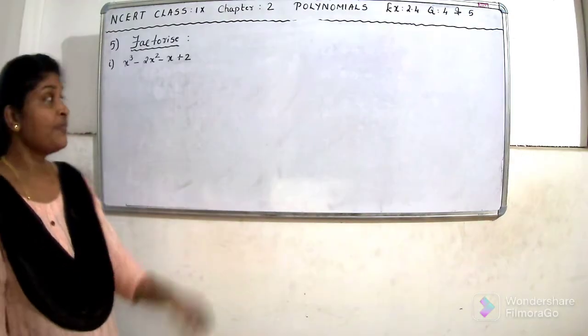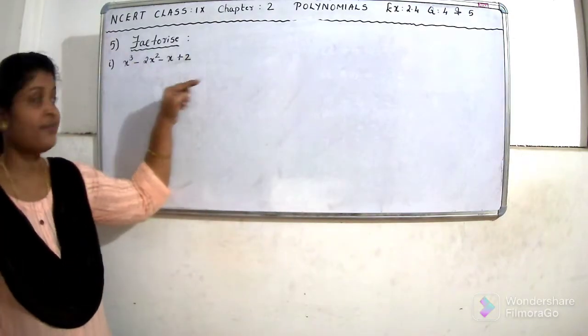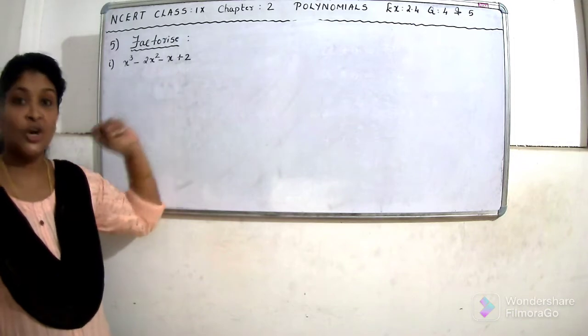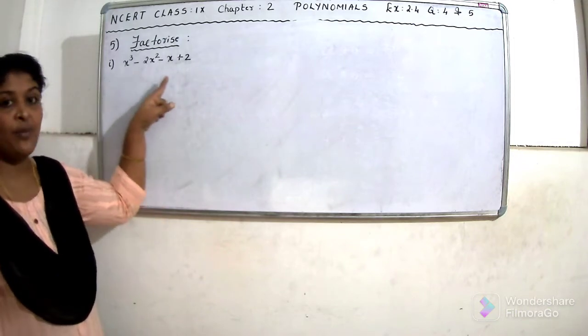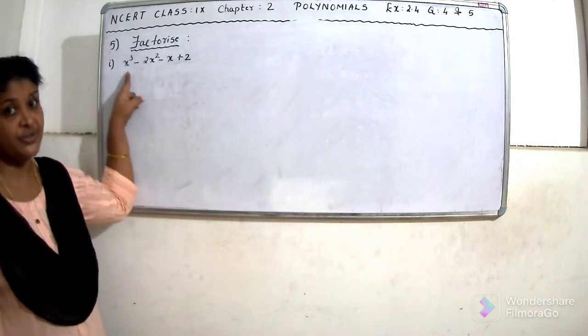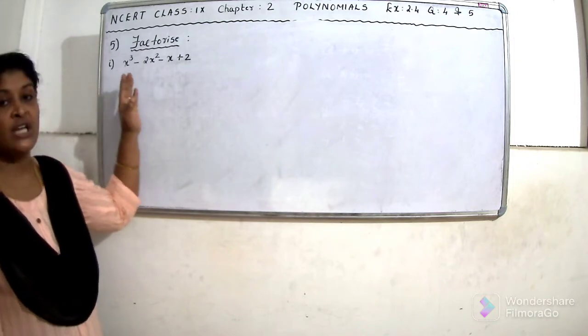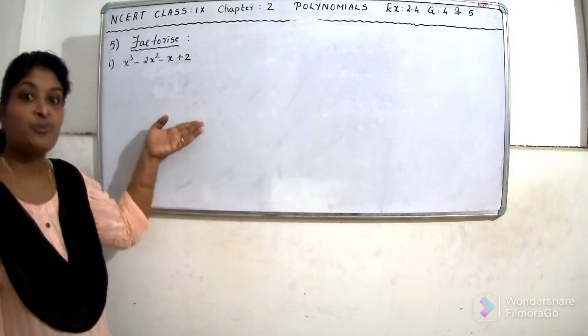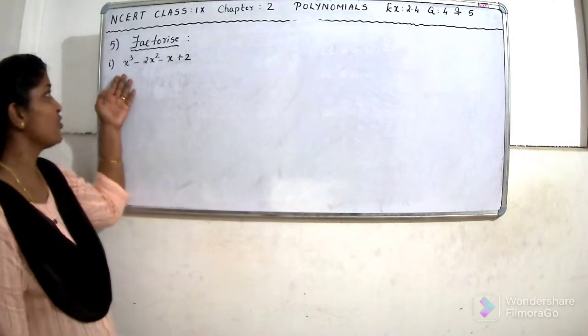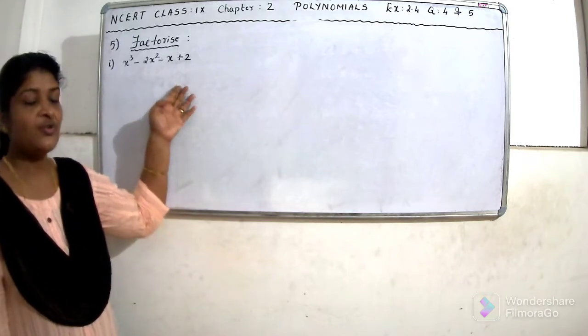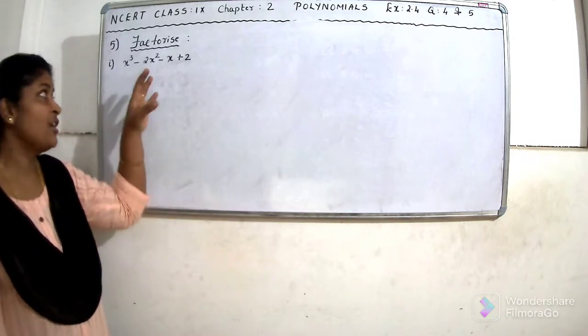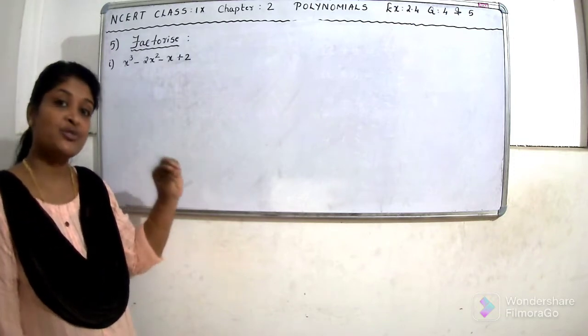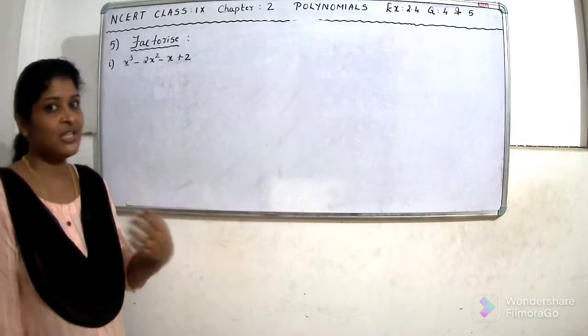In the fifth question, it is factorization itself. But the polynomial is not quadratic, it is a cubic polynomial. The highest power is 3. So in this factorization we can't use splitting of the middle term, because already 4 terms are here. So here the method is different. Here we are going to factorize by using the factor theorem. How is it? Let us know.